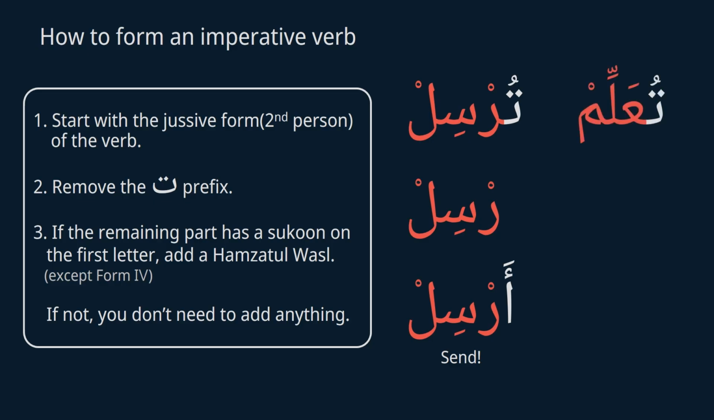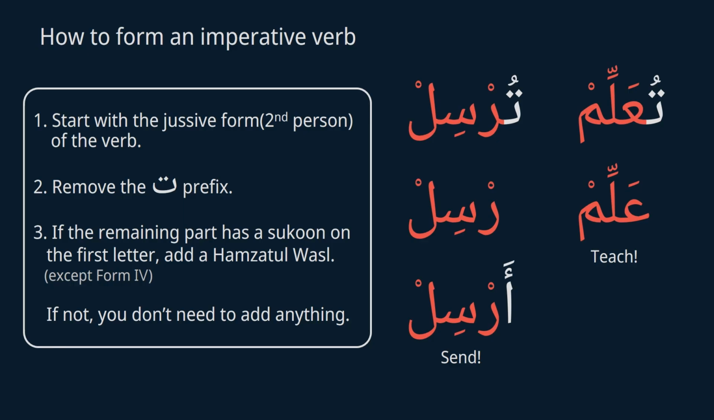Moving on, this time let's try with a form 2 verb. First remove the prefix, and then does it have a sukun? No, this time it has a fatha. So you don't need to add anything, and you already have your final imperative form alim.